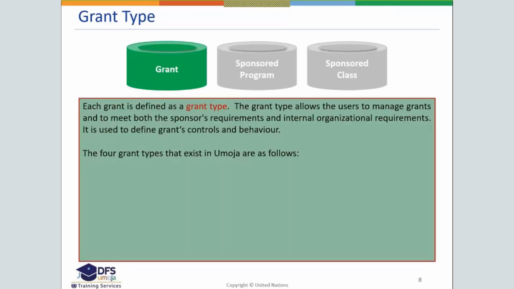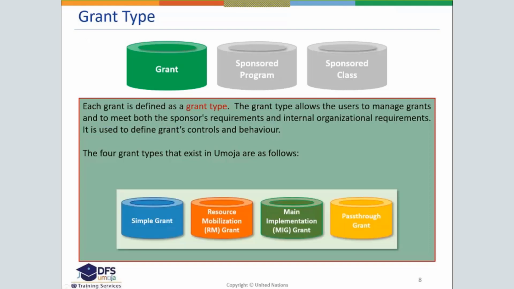Each grant is defined as a grant type, and the grant type allows the user to manage grants to meet the sponsor requirements or the internal organization or system, Umoja system requirements. And it's very important because it's used to define grant controls and behavior. There are 4 different types of grants.